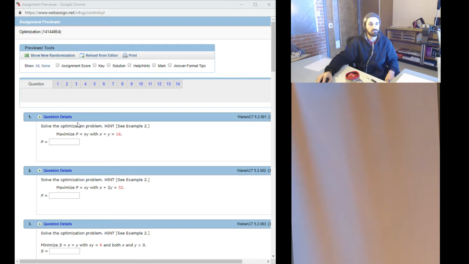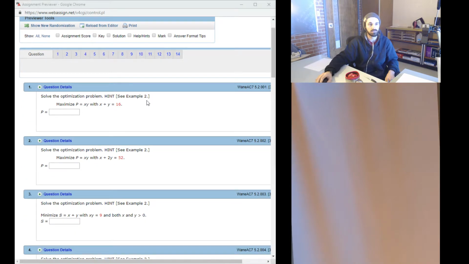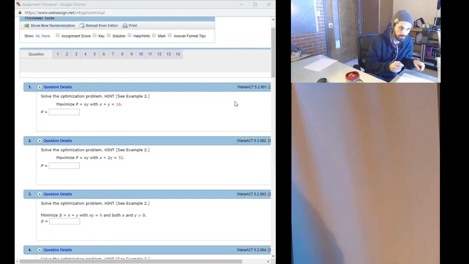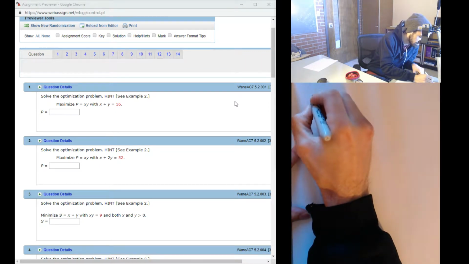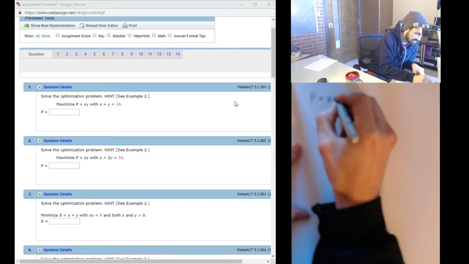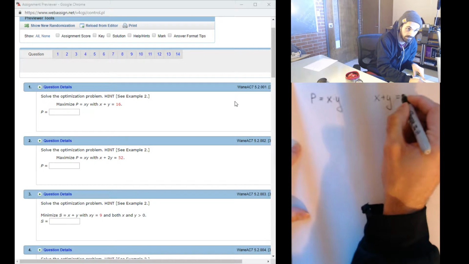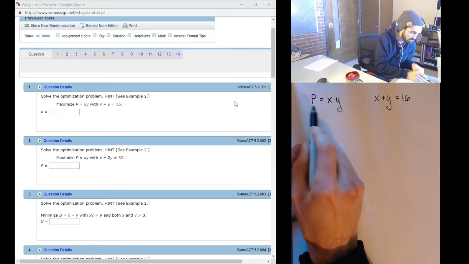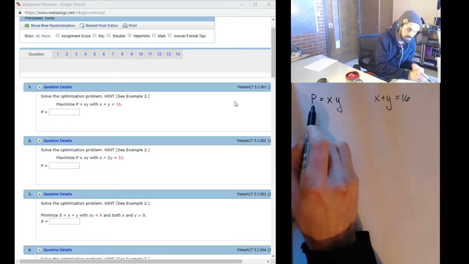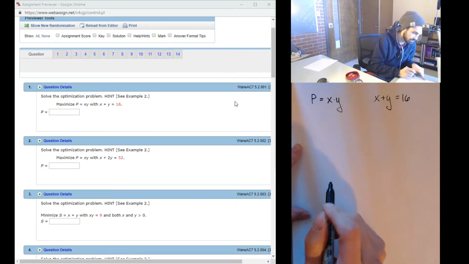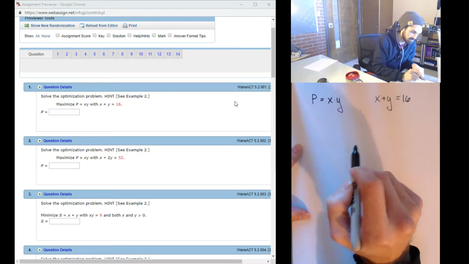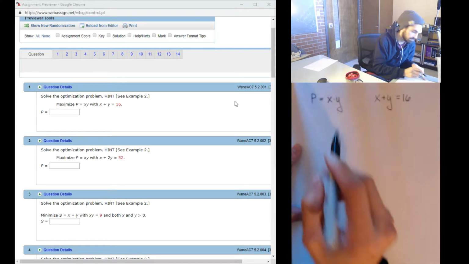All right, so problem 1, solve the optimization problem. We want to maximize P where x plus y is equal to 16. So these first examples are pretty cut and dry. It's told we want to maximize P. So P is x times y, and we have the relationship linking our variables together as x plus y is equal to 16. So we want to maximize P, so P is what we will be taking the derivative of, and I'm going to use this relationship x plus y is 16 to redescribe P.